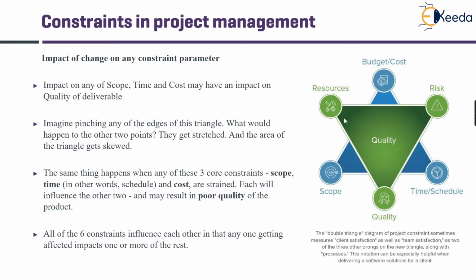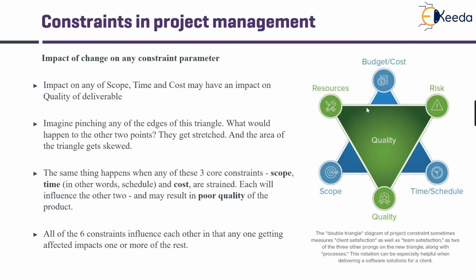So these six constraints can be represented in the form of the double triangle diagram. The double triangle diagram of project constraints sometimes measures the client satisfaction as well as team satisfaction as two of the three other prongs on the new triangle along with the processes. This notion can especially be helpful when delivering solutions to a client.